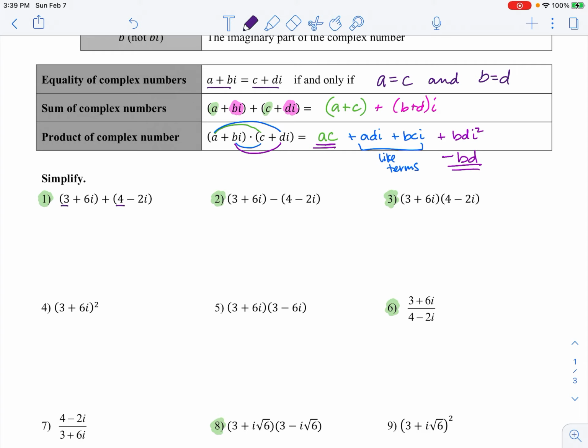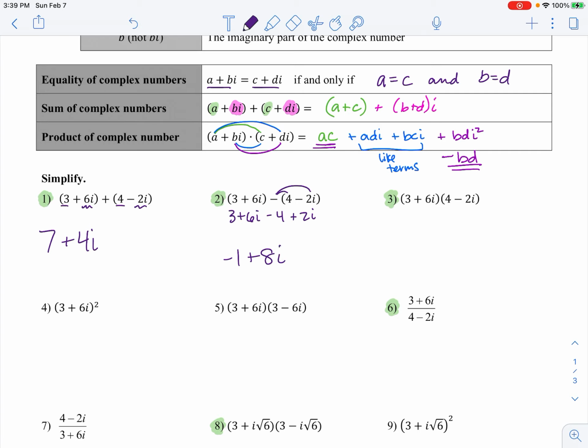Here, I have my real parts, my 3 and my 4. I have my imaginary parts, my 6i and my 2i. I'm just adding everything together, and so I add my like terms together. There we go. For a question like number 2, I highlighted this one to include simply because you really need to be careful with minus. It's going to be -4 and then minus -2i. This one I probably would rewrite just so I don't make any dumb mistakes. 3 minus 4, and then 6i and 2i is going to give me 8i.